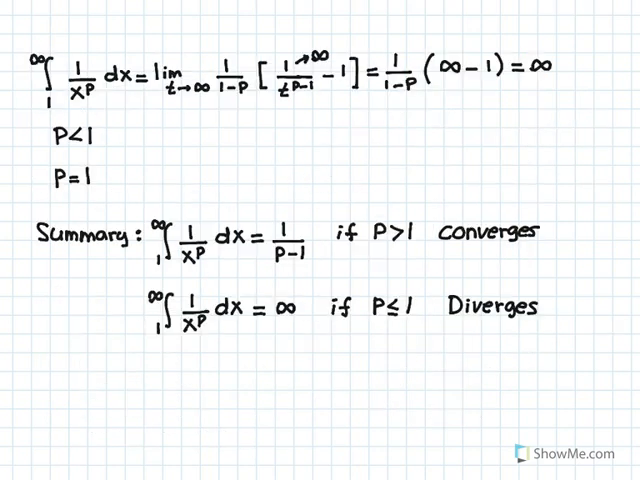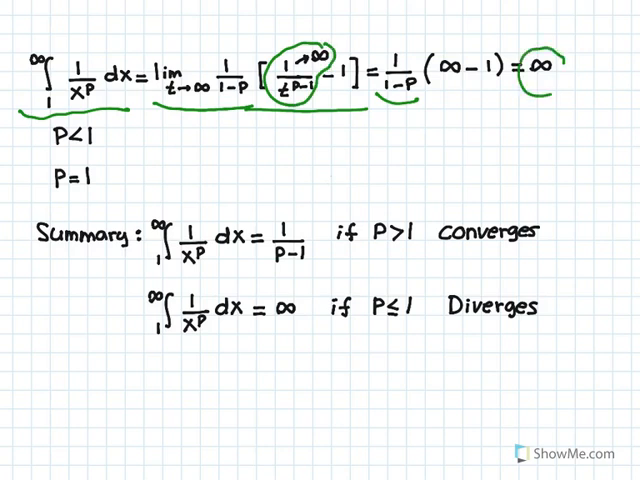So what we have is the integral from 1 to infinity of 1 over x to the p dx. That's equal to the limit as t goes to infinity of 1 over 1 minus p times 1 over t to the p minus 1, minus 1, factoring out 1 over 1 minus p in the front. This term goes to infinity, and that's what makes it diverge. So the whole thing diverges if p is less than 1. So for p less than 1, the integral from 1 to infinity of 1 over x to the p dx diverges.